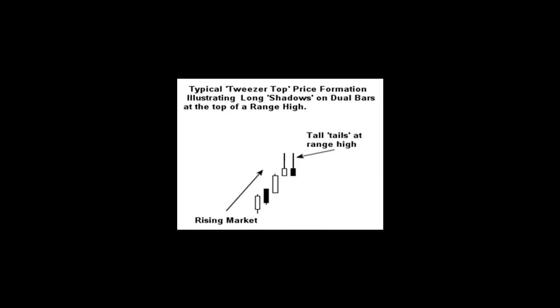Here's a bearish tweezer chart pattern found at a range high, denoting dual bars with similar candle body size and long overhead shadows or tails. It's most productive when it sets up like this at a key level of resistance. It's valid in any time frame, and candle body color makes no difference.